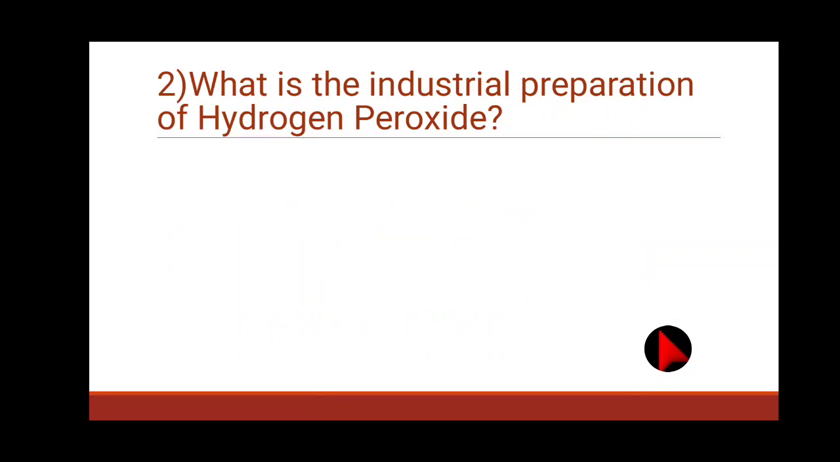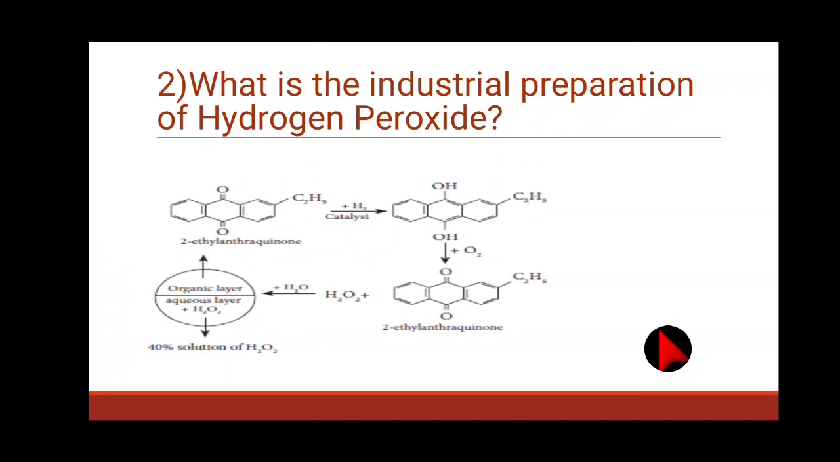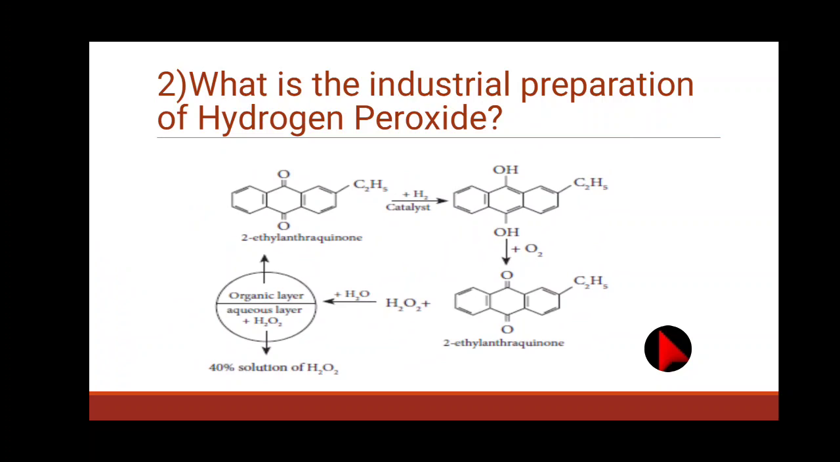Suppose the hydrogen peroxide is prepared on an industrial scale. So, what is the industrial preparation of hydrogen peroxide? You have to prepare a large amount. So, which reactant is suitable for that? 2-ethyl anthraquinone. It is an organic compound.